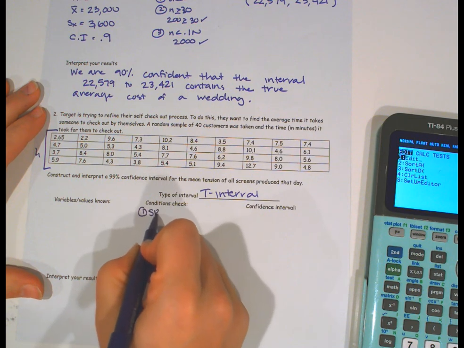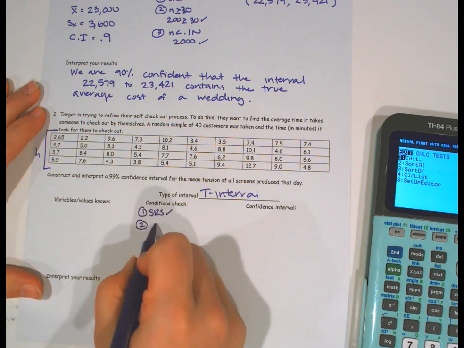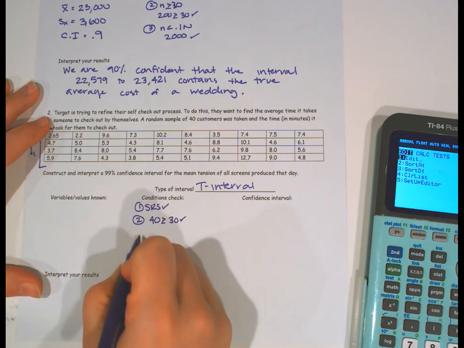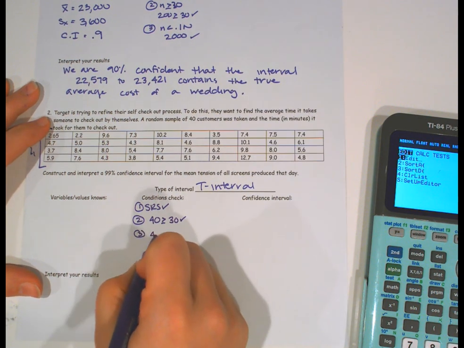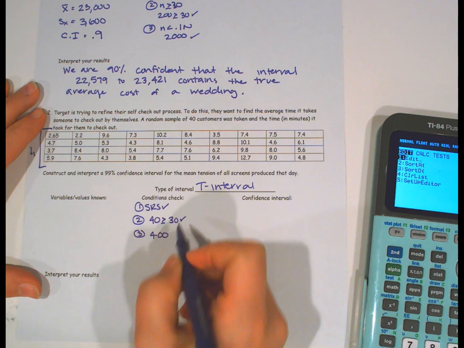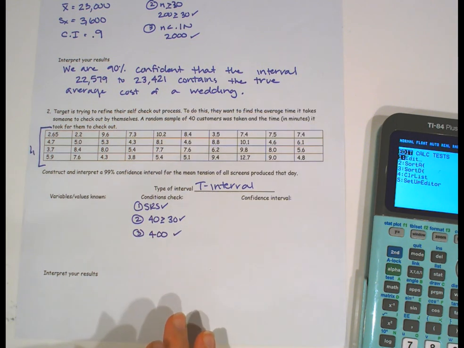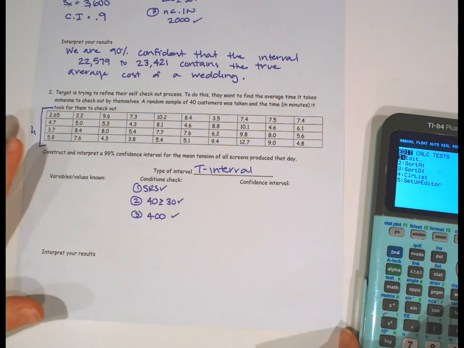We have a simple random sample. Our N value, we have 40, which is greater than 30. So we're good in our sample size. And then it's safe to say that there are more than 400 people that are checking out at Target ever. So I think we're good there. There are definitely more than 400 customers of Target.